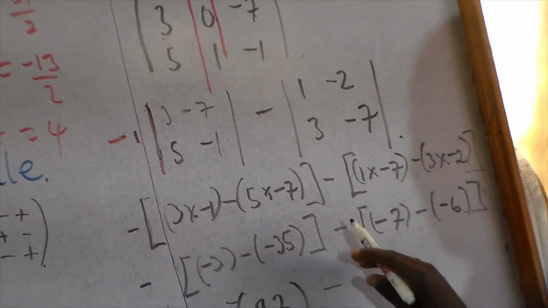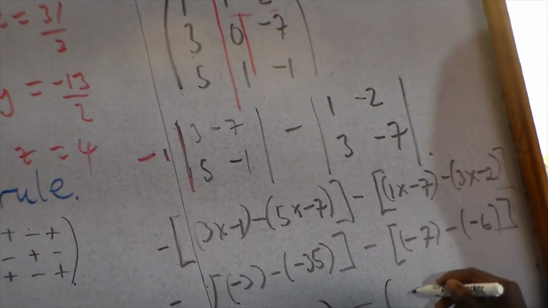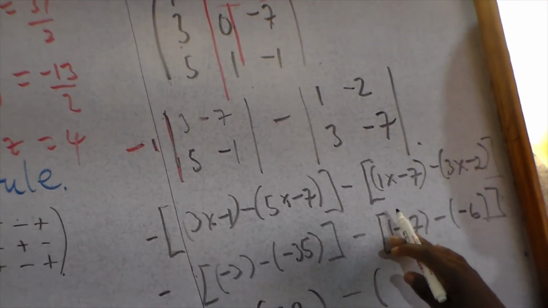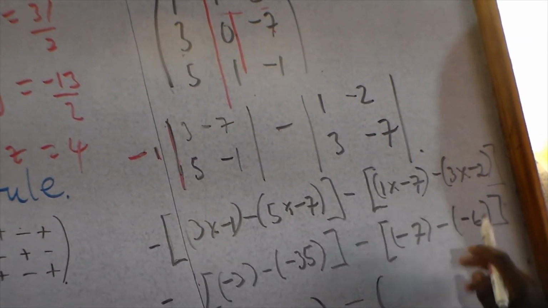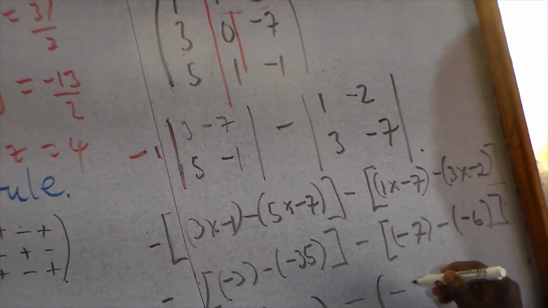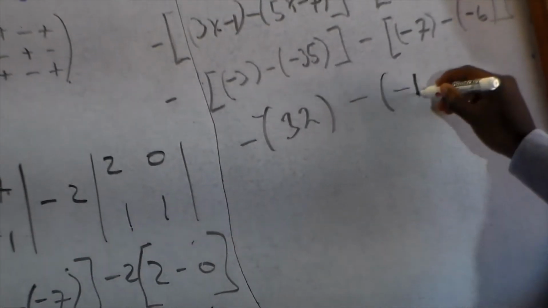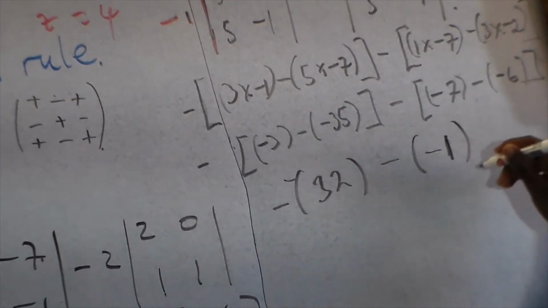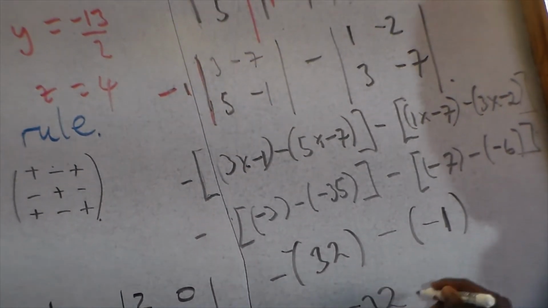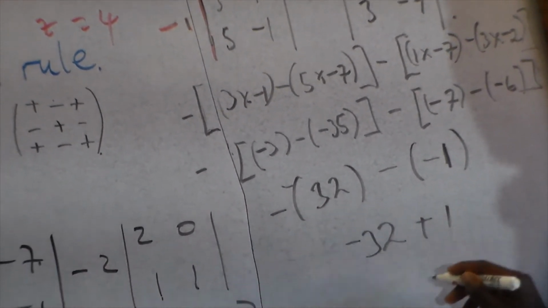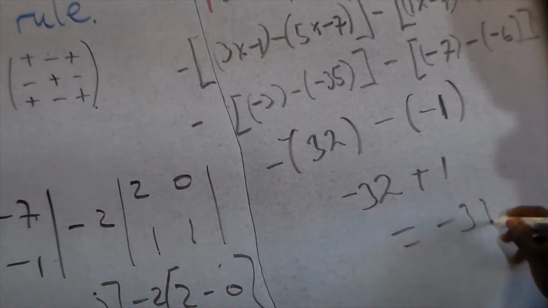Then here we have minus 7 plus 6. Minus 7 plus 6, we get a negative 1. Then we are now saying minus 32 plus 1. We get a negative 31.